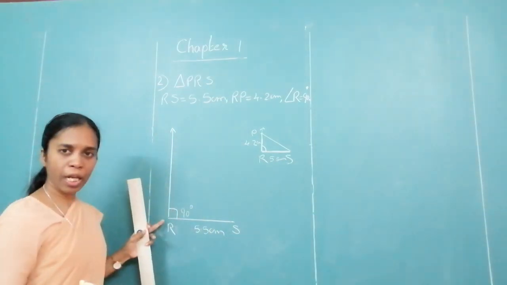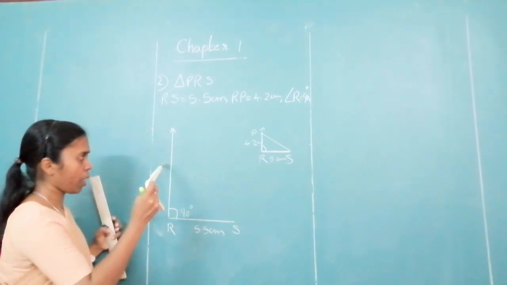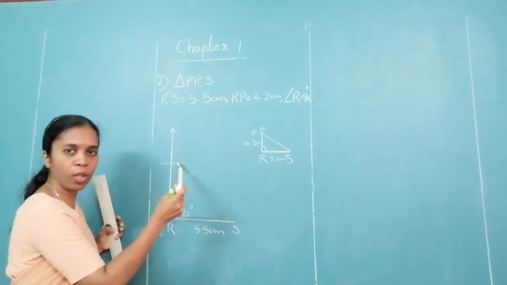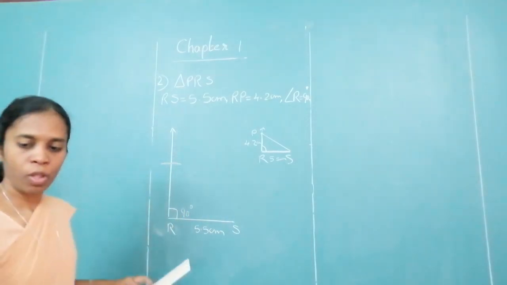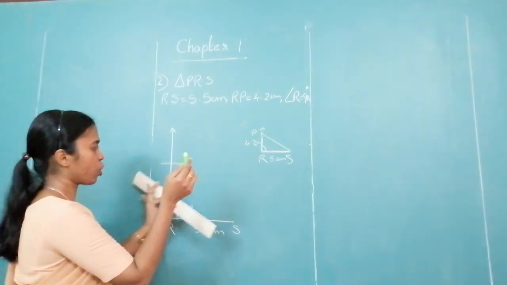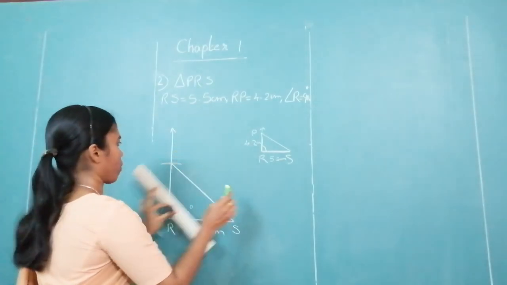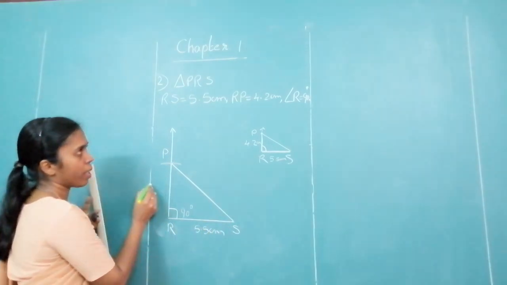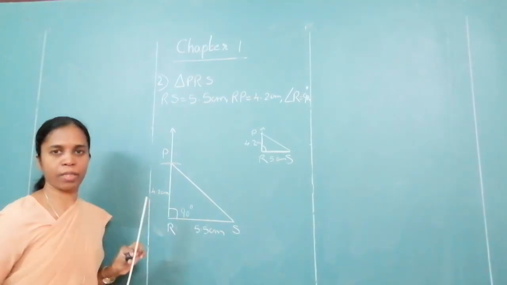Now it is PR. PR will be over here. So you keep it on R and mark the arc of 4.2 length on this ray that you have drawn. Now that point of intersection, you join from there to S. Now this is your triangle PRS, where PR was 4.2 centimeter.